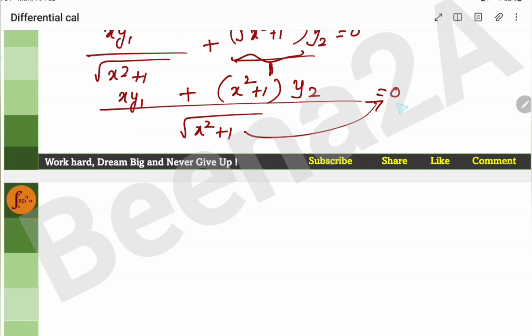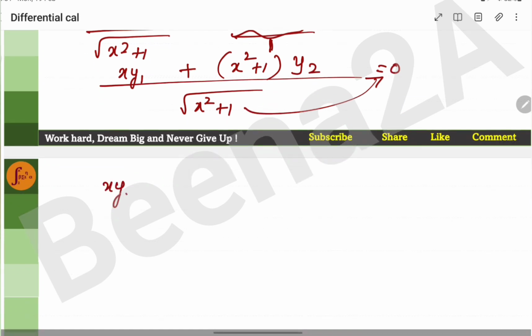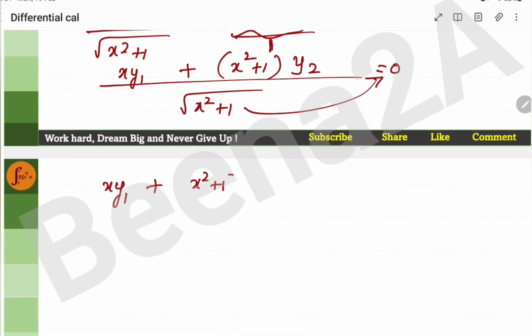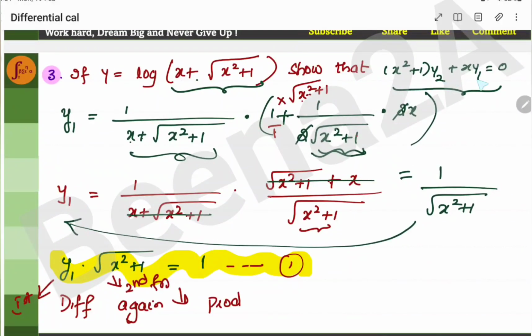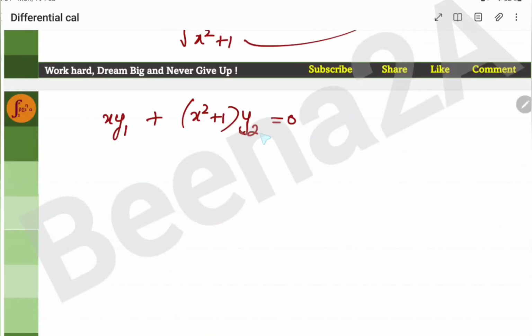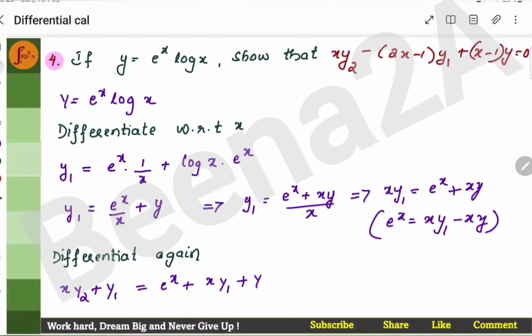So when I shift this here, this will become 0. So I'll be left with xy1 plus x square plus 1 into y2 is equal to 0. What is our original expression? x square plus 1 y2 plus xy1. So we got the expression. So we have proven this second order derivative. Now let's look at the next problem.